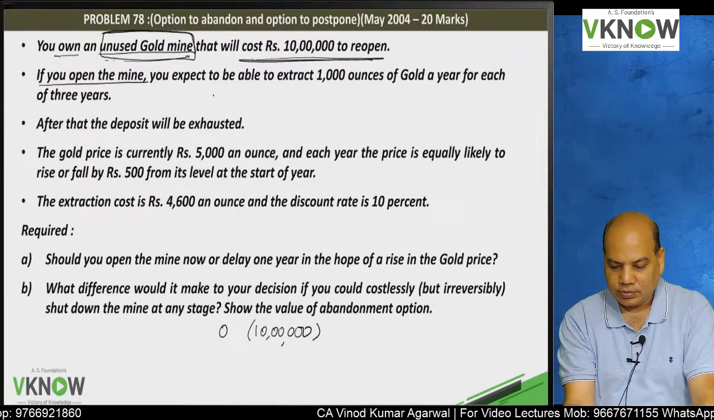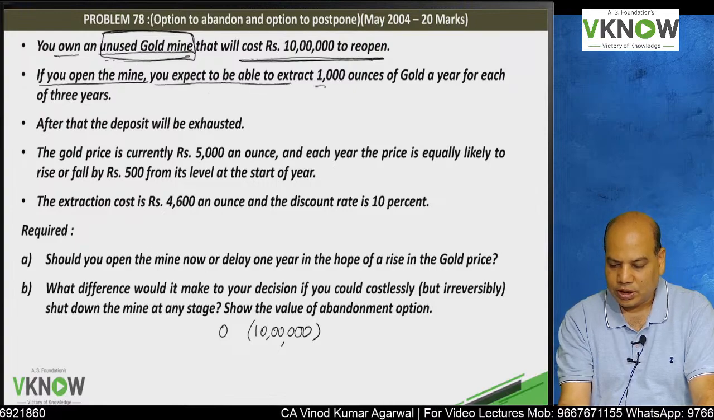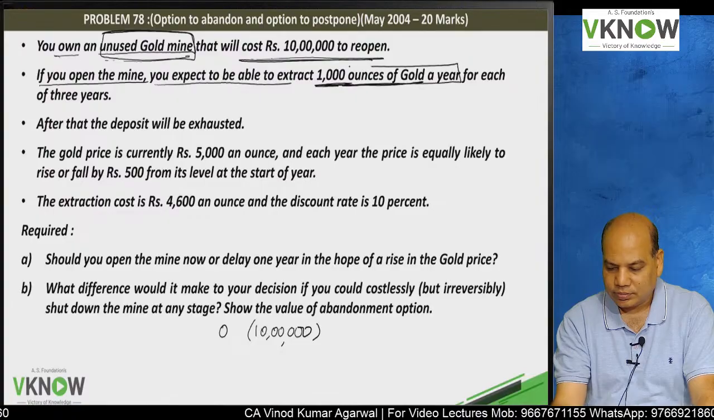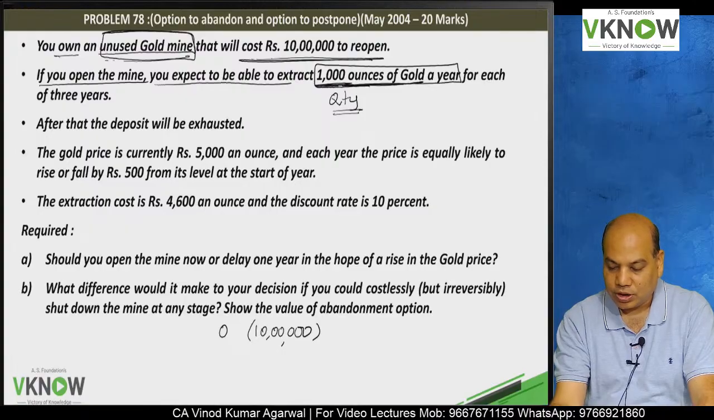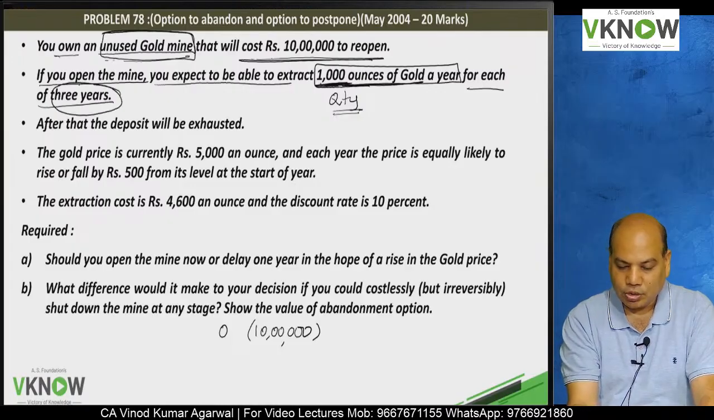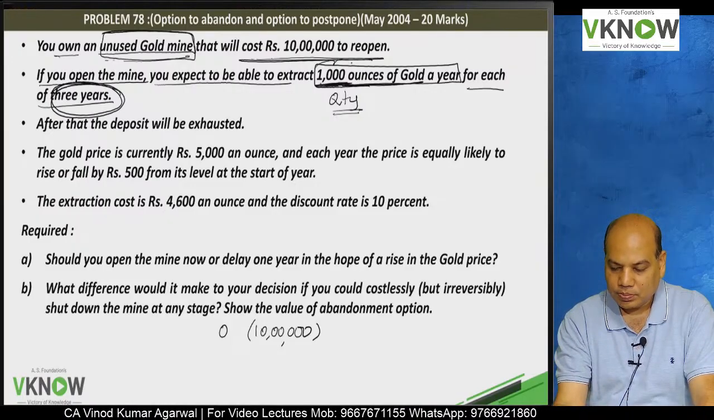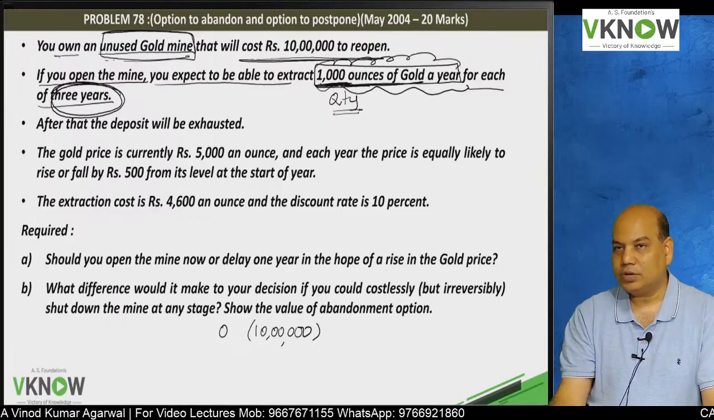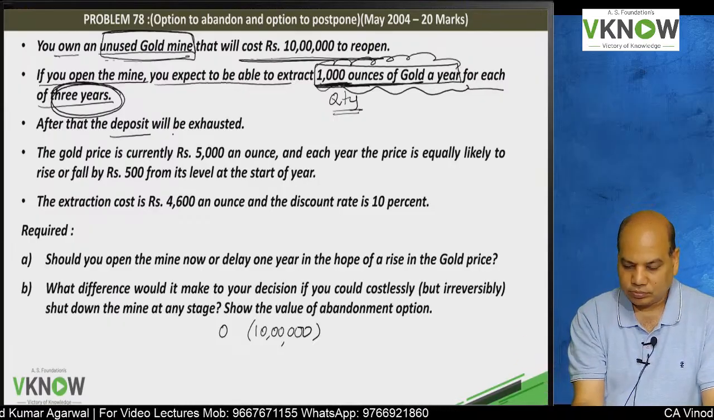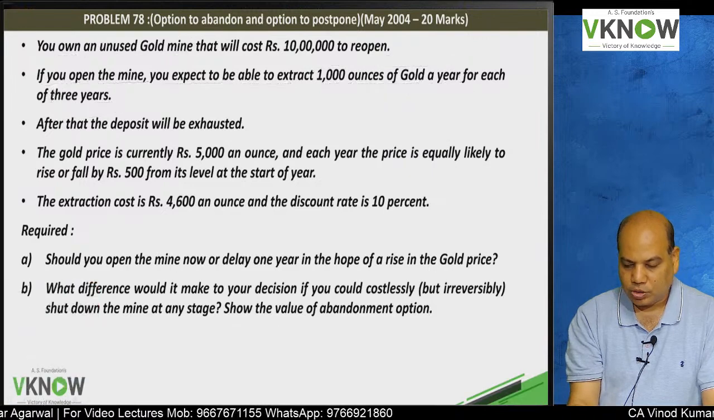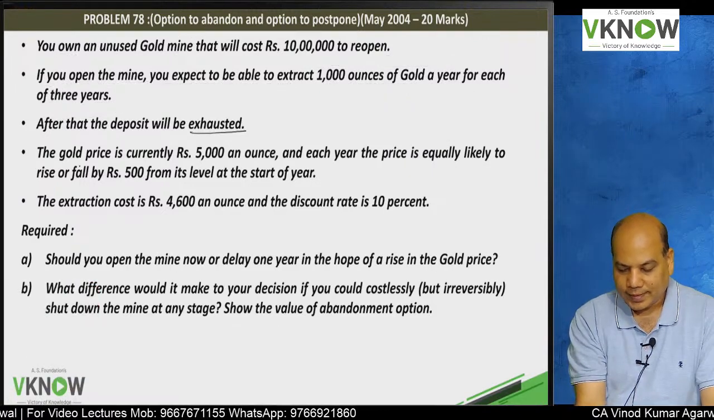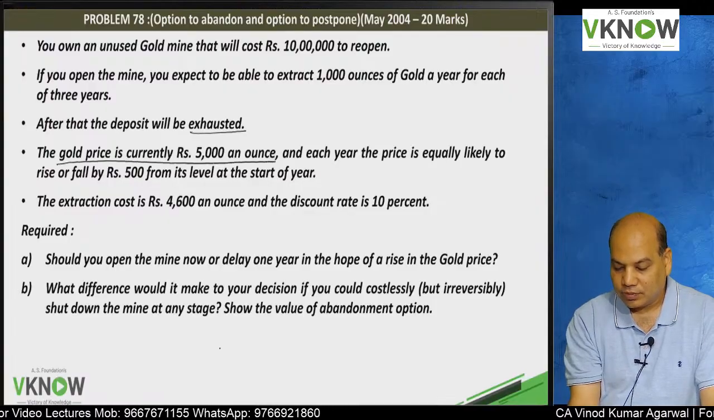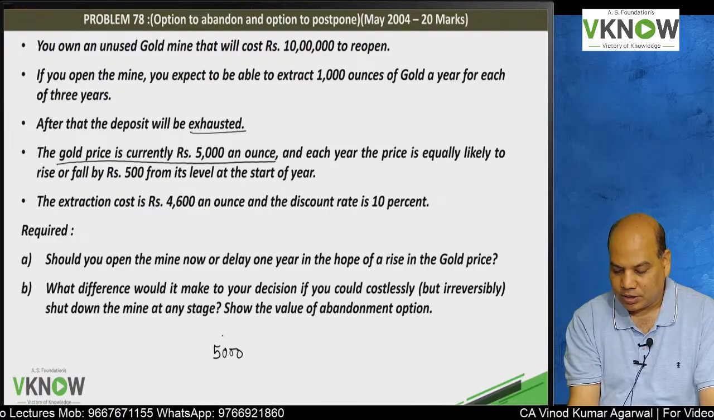If you open the mine, you expect to be able to extract 100 ounces of gold a year. This is the quantity of the gold. 100 ounce, sorry, 1000 ounces per year for 3 years. So you can extract gold for 3 years. Per year extraction could be 1000 ounces of gold. After that the deposit will be exhausted. That means you will not be able to extract gold beyond 3 years. The gold price is presently 5000 rupees an ounce. This is the selling price.